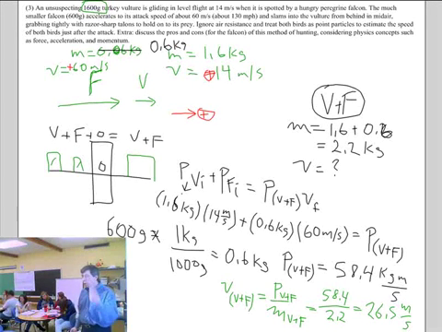Again, this is not the only way to solve this problem. You could solve this with many different methods. Okay, end of problem 3.